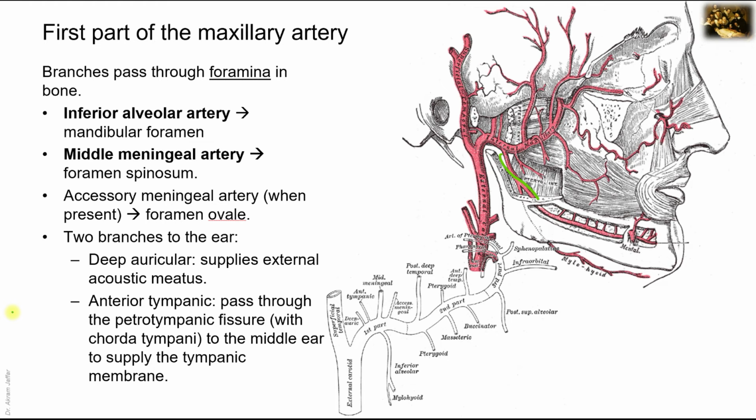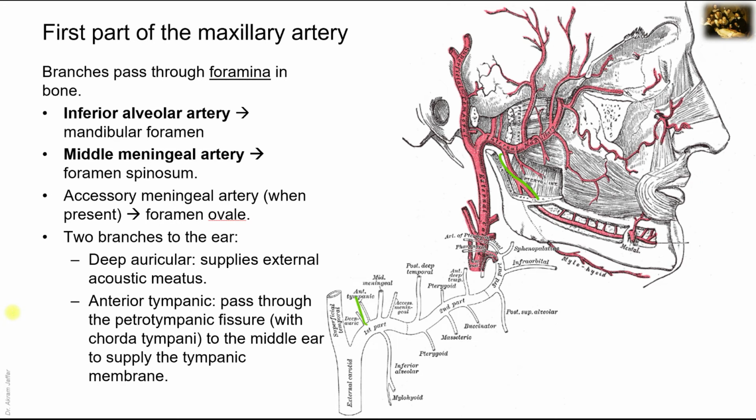We have the important middle meningeal artery that passes upwards through the foramen spinosum. Sometimes there is another accessory meningeal artery which passes through foramen ovale, usually accompanying the mandibular nerve. And there are 2 small branches, not very clearly shown here.